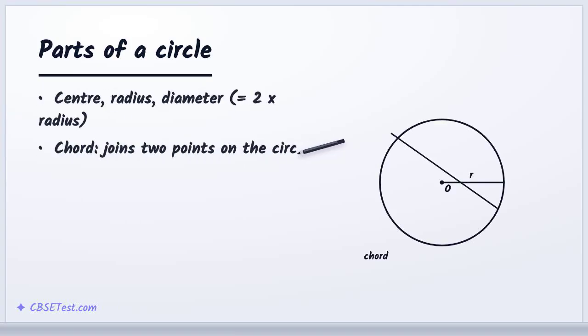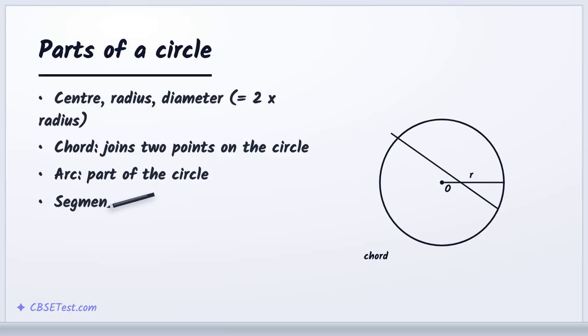The radius runs from the center to the circle. The diameter is twice the radius. A chord joins 2 points on the circle, and an arc is a portion of the circle itself.